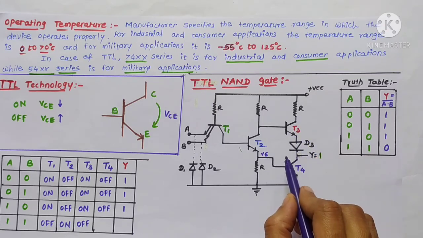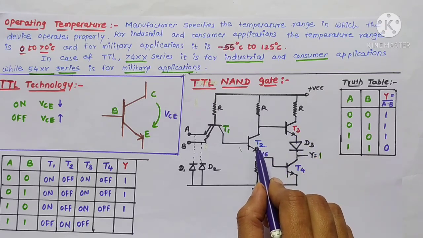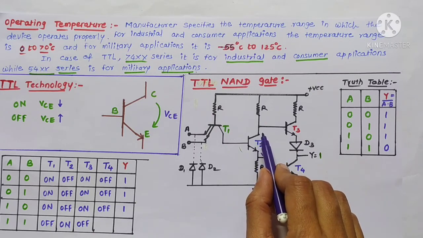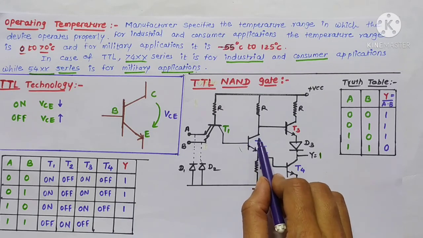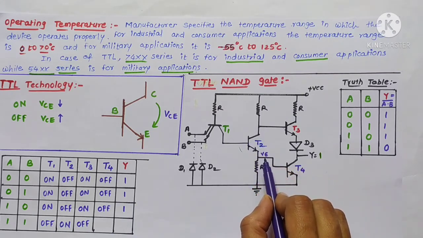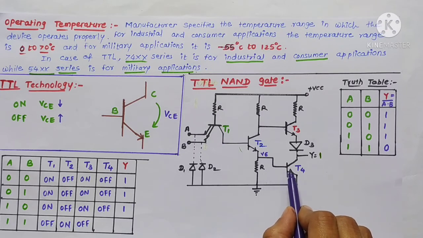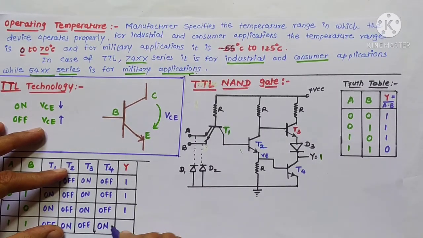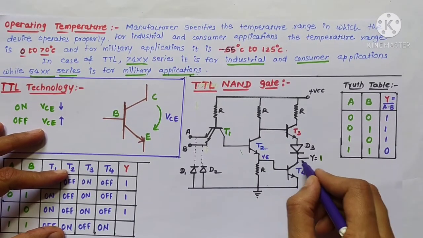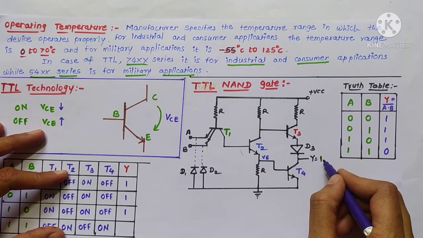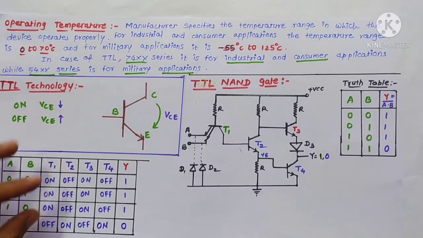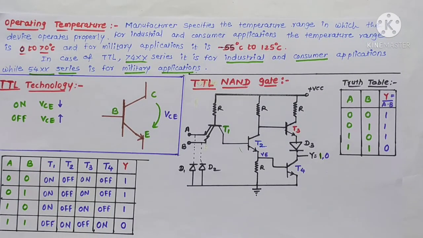Okay, but in the same case, if this transistor T2 is on, its collector is low, and as its collector is at lower potential, its emitter is high, and it is given to the transistor T4. This transistor T4 switches on in the last case. Okay students, and it will make its collector low, thus we'll get Y is equal to 0 for the last case. In this way, this is the working of the TTL NAND gate.